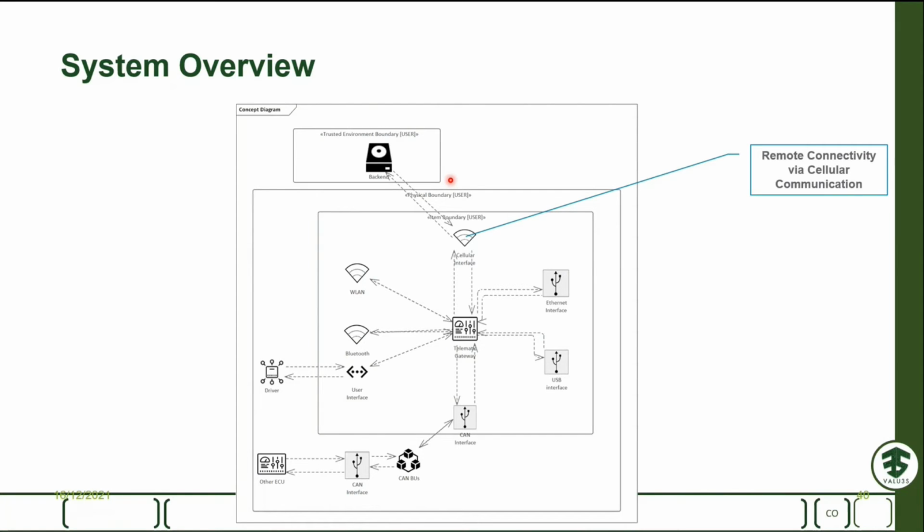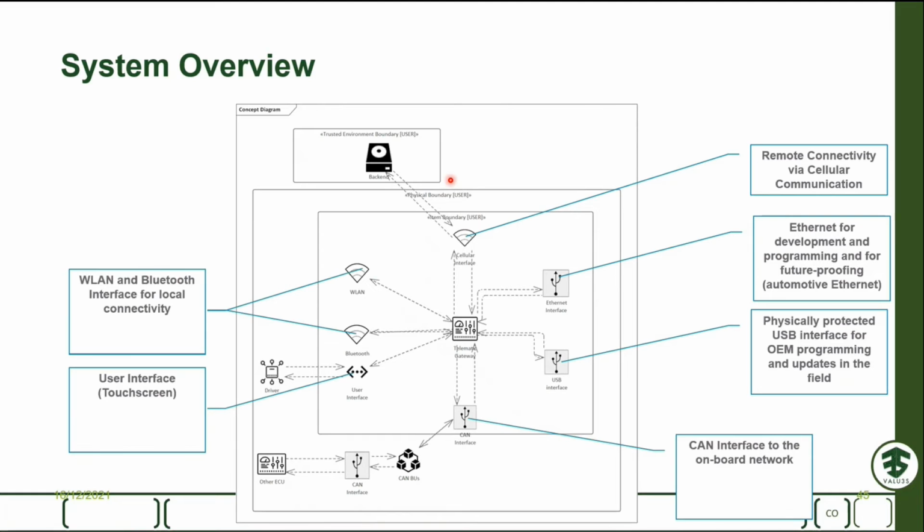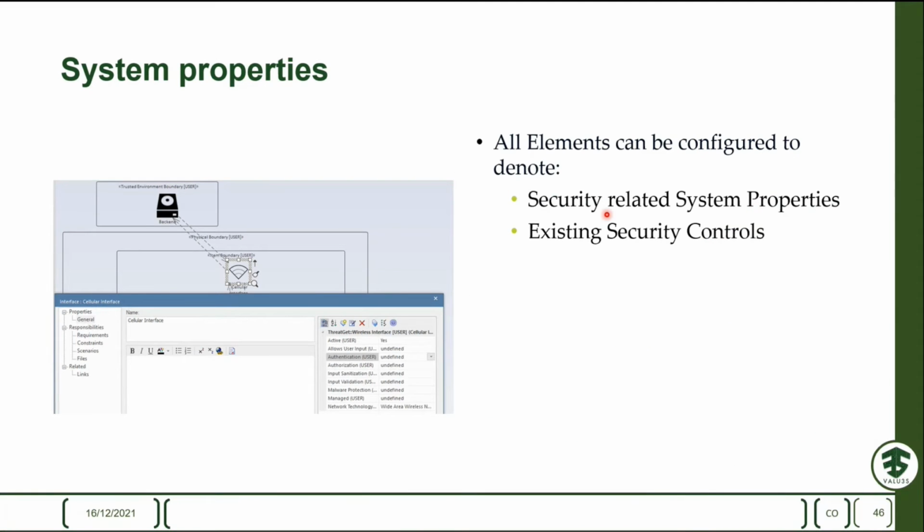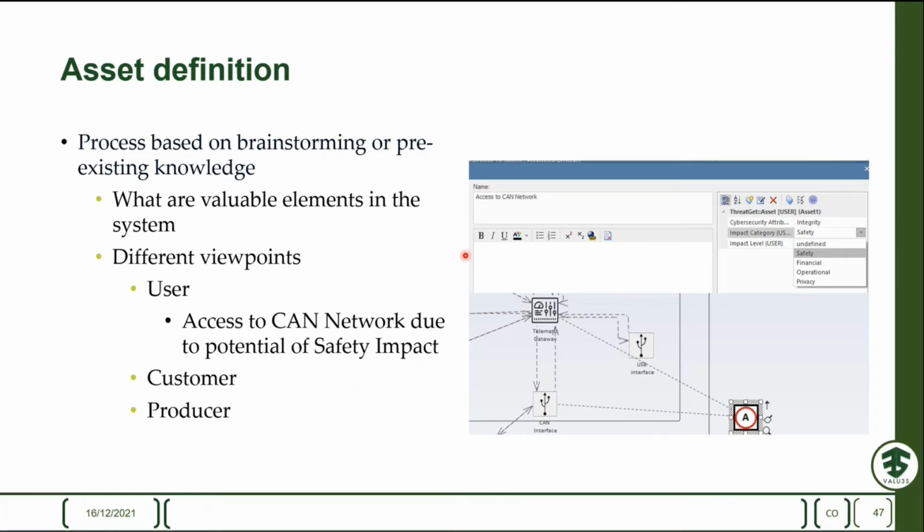And then we have to identify the interfaces, what they can do. We have to identify the system properties, what is already there on security. We have to identify our assets. So there are different viewpoints from different stakeholders. So for example, if I'm talking about the user, then the asset from their side might be the scan interface, because if an attacker is able to manipulate this, he might cause a potential safety impact. If I talk about the producer, he might think about the IPR, about the software in this gateway.